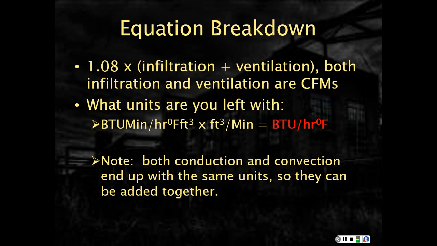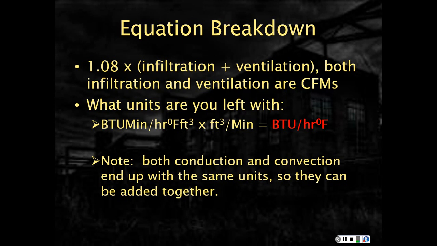Now, once they're in CFM, I can add the two together, and then when I multiply CFM times the 1.08, look at what units I get. The units of 1.08 are BTU minutes divided by hour degree Fahrenheit cubic foot times CFM, which is cubic feet per minute. I'm left with BTUs per hour per degree Fahrenheit.